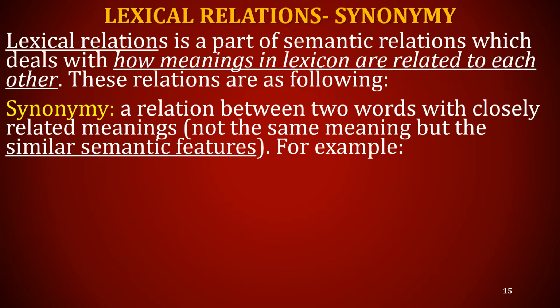a relation between two words with closely related meanings. Here we're not saying a relation between two words with exactly the same meaning. Rather, we're saying with closely related meanings, or when two words have similar meanings and not the same meanings. The reason that we're not saying with exactly the same meaning is that it is against the principle of economy in language if two words have exactly the same meanings and the same uses. If this is the case, then usually one of them should be removed from the language.